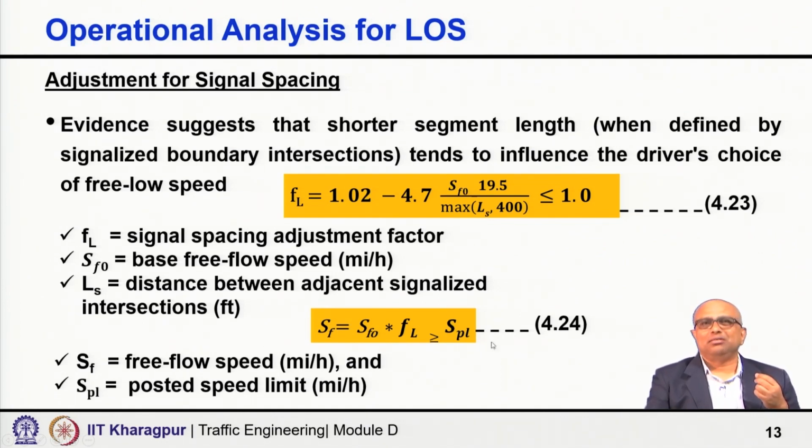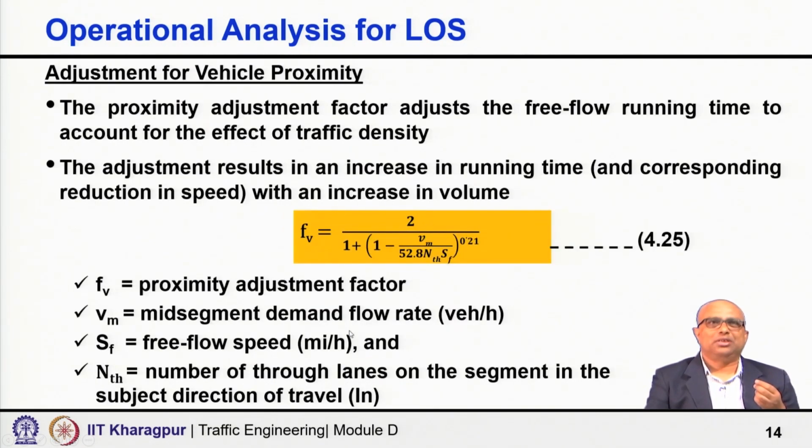Once you have calculated FL, you can multiply the base free flow speed SFO by FL. So, you can get the adjusted speed.